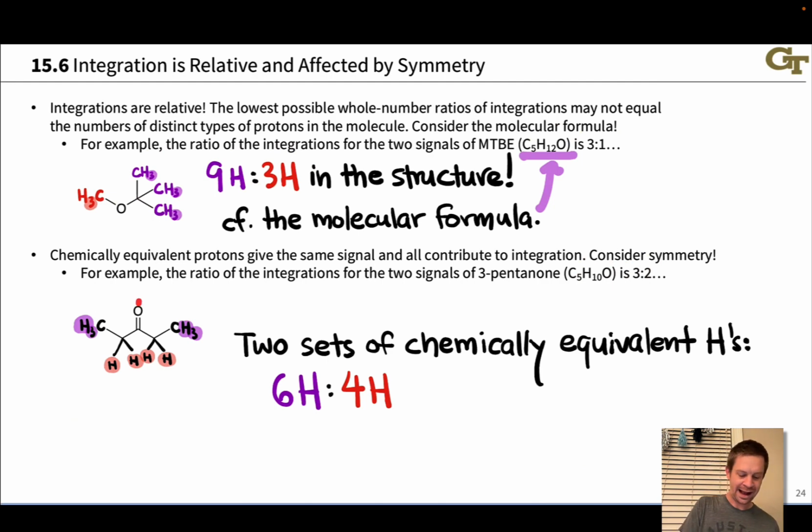If you only look at 1/2 of the molecule, we see that 3 to 2 ratio. But because of the symmetry, we've got 3 to 2 times 2, essentially 6 hydrogens associated with the 2 methyl groups and 4 hydrogens associated with the 2 symmetrically disposed methylene groups.